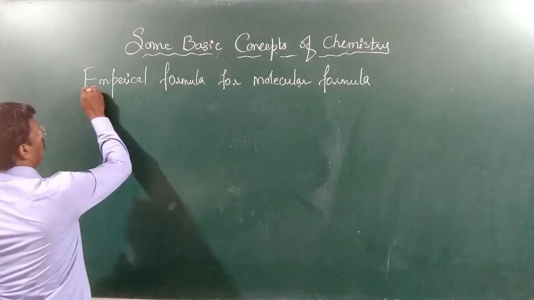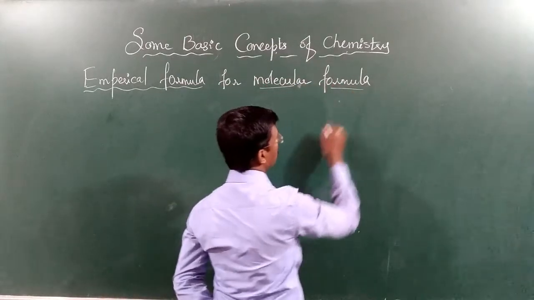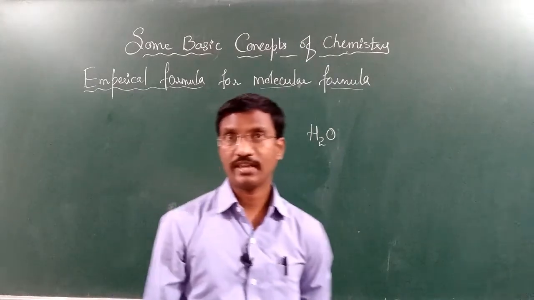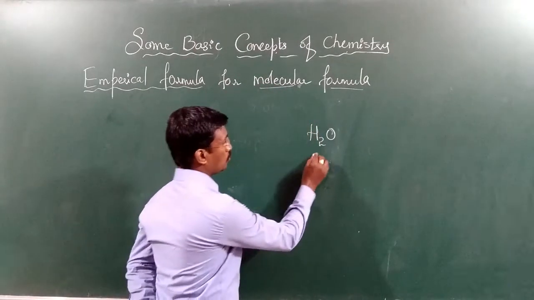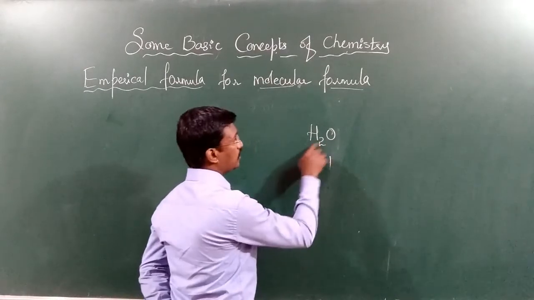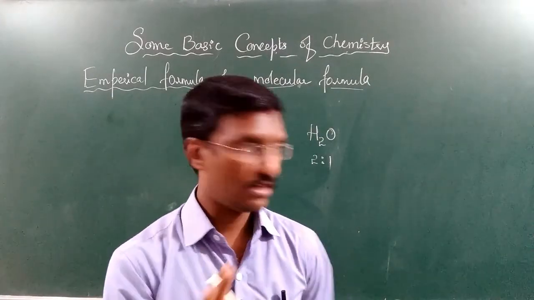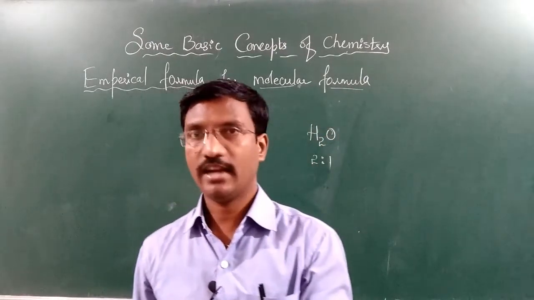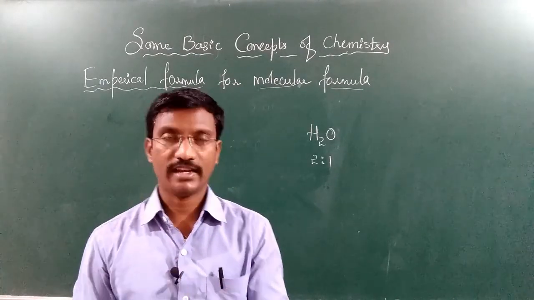So what is an empirical formula? You are familiar with the molecular formula. No doubt, water has the molecular formula H2O. In H2O, the number of hydrogens is 2 and oxygen is 1, that is 2:1. In this ratio, hydrogen and oxygen are there. Water contains only 2 hydrogen and 1 oxygen. This is the molecular formula of water, but we don't know how many moles of water we are taking. It does not matter; the water formula is only H2O.